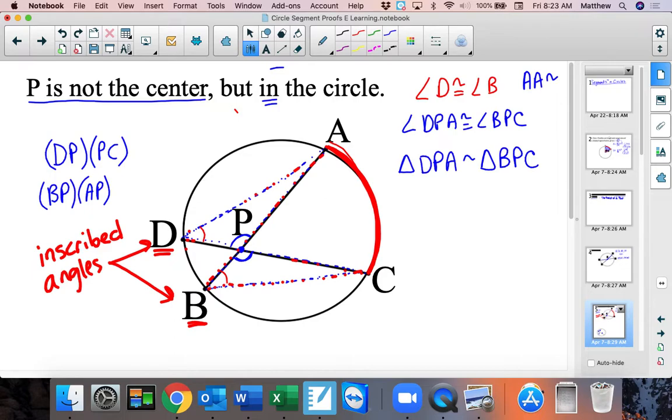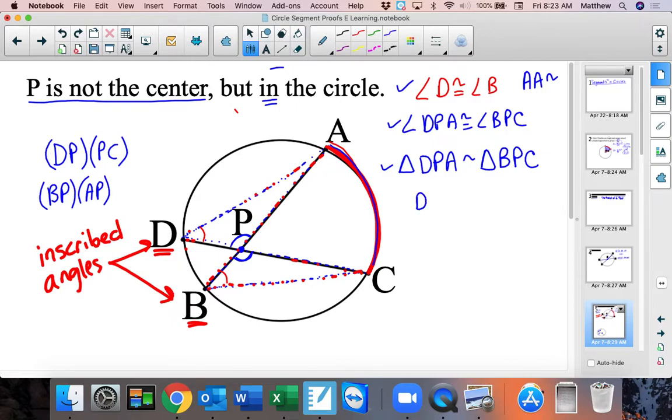Again, if you want to stop and think about it, we created two triangles. We know angle D and angle B are congruent because they both make this inscribed angle here, and the two angles at point P are vertical angles. So now I've got two similar triangles right here, and similar triangles have proportional sides.